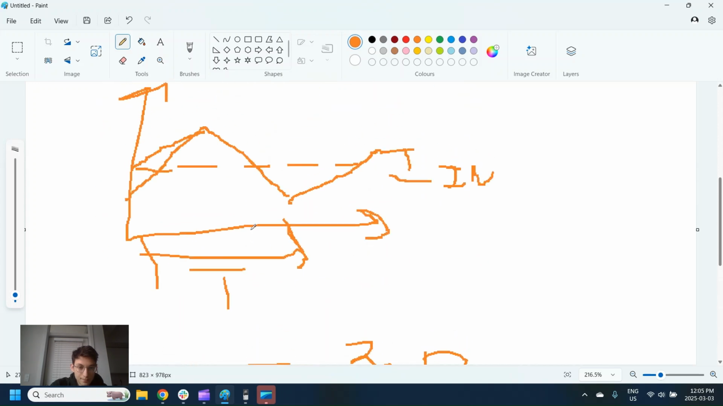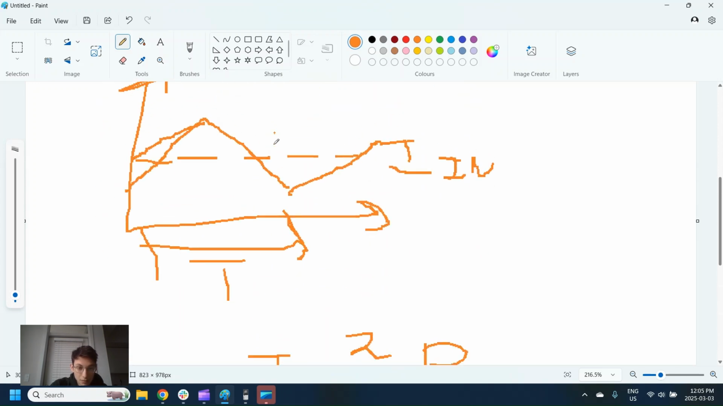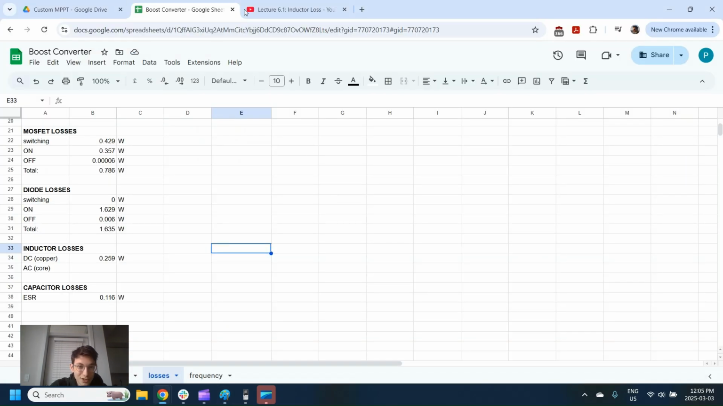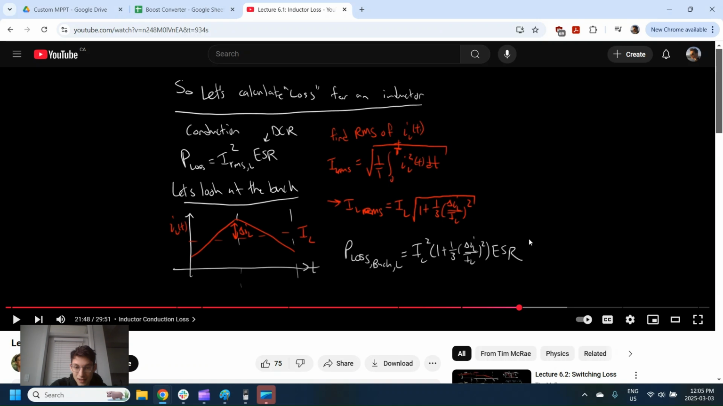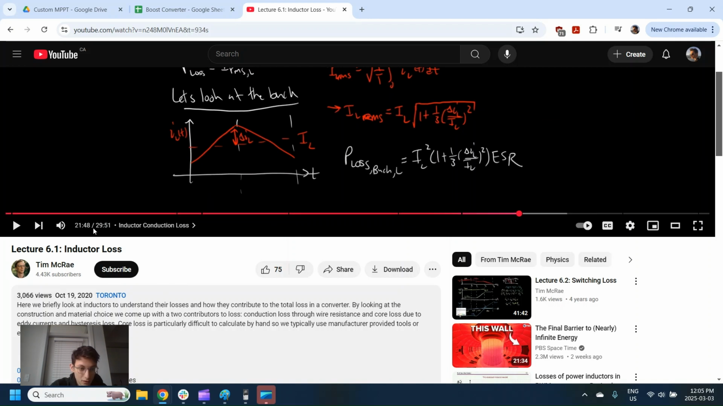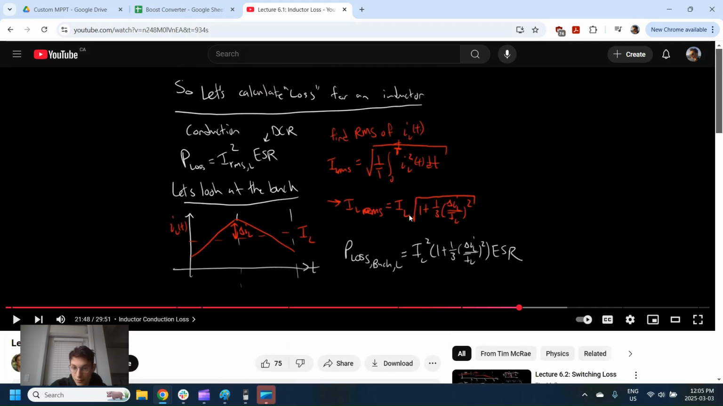Great. For this, not too hard to calculate by yourself, but I basically just watched a video of a guy doing this exact thing, and he came up with this equation. Great video, by the way. If you want to learn a lot more about this kind of thing for 30 minutes, Tim McRae. But he comes up with this. So when you solve this integral, you get IL squared times 1 plus 1/3 delta IL over IL squared times our ESR. He's calling it ESR, which is, again, our DCR. He shows up here as well.